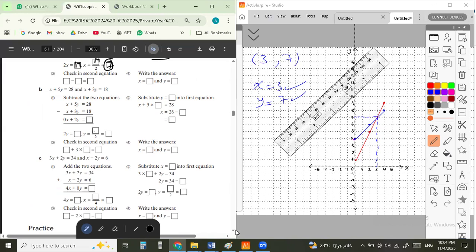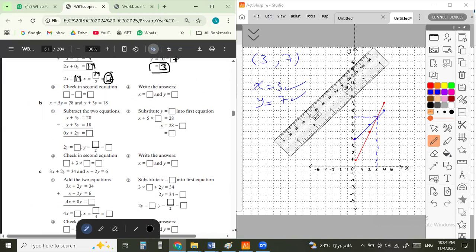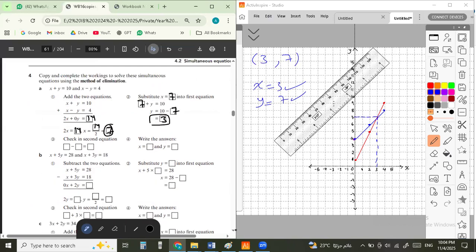Check it in the second equation. Well, I didn't check, so you can check it in the second equation. x minus y. Will it work or not? x minus y, we found that x is 7, y is 3, so 7 minus 3 is 4. Correct. Write the answers, 7 and 3.